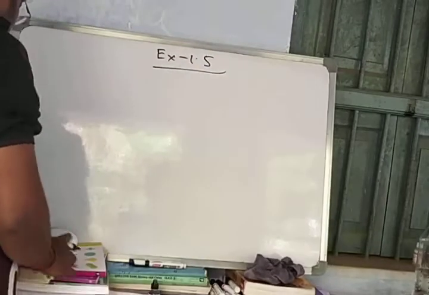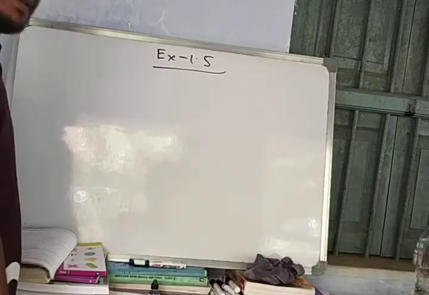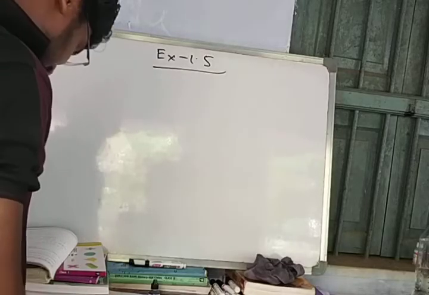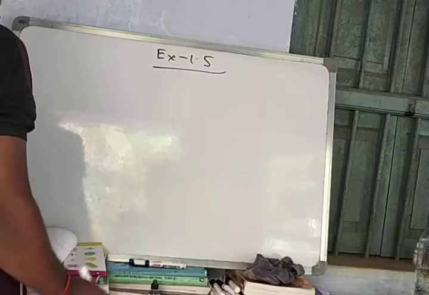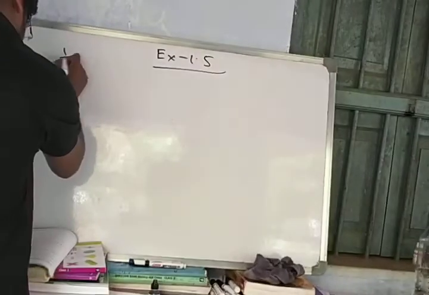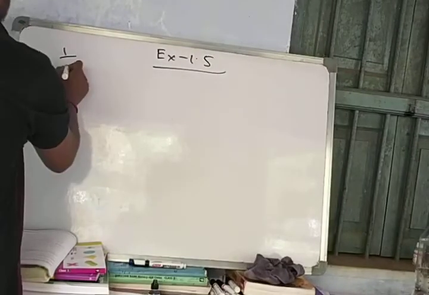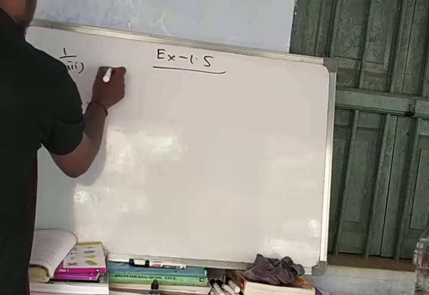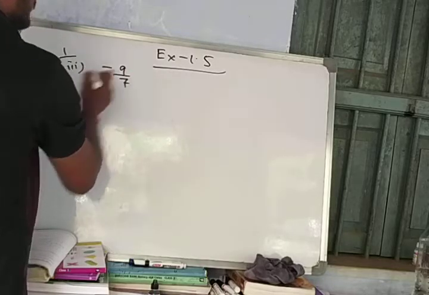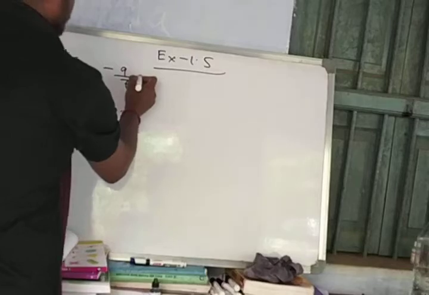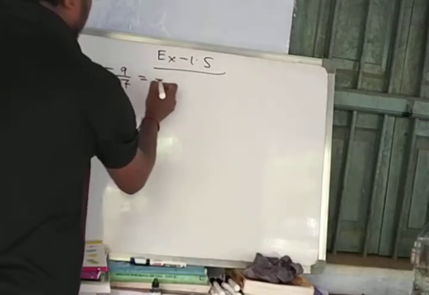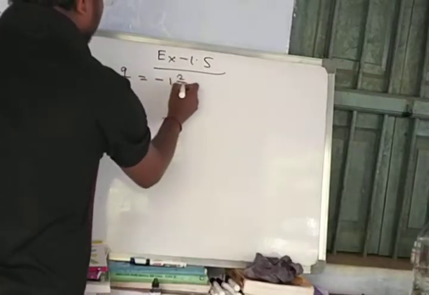Represent the following rational numbers on the number line. Here some rational numbers are given. You have to represent them on the number line. Very easy, no problem. Suppose I just do 1 3 by 7, minus 9 by 7. At first convert it into an improper fraction. This is minus 1 2 by 7.